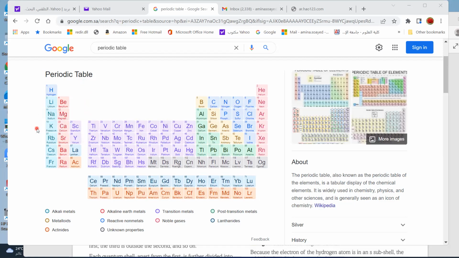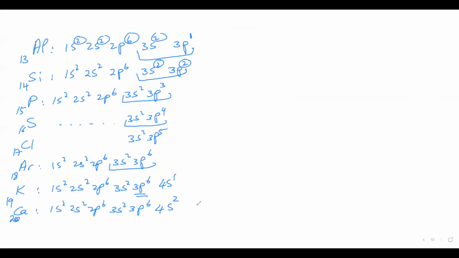They started in period 4, when we filled the electronic configuration of potassium and then calcium, after which we come to scandium. Because as we have seen, calcium has 2 electrons in its 4s. Now the 4s completed its number of electrons. So after the 4s, we have to fill the 3d subshell, starting by the transition metals, starting by scandium.